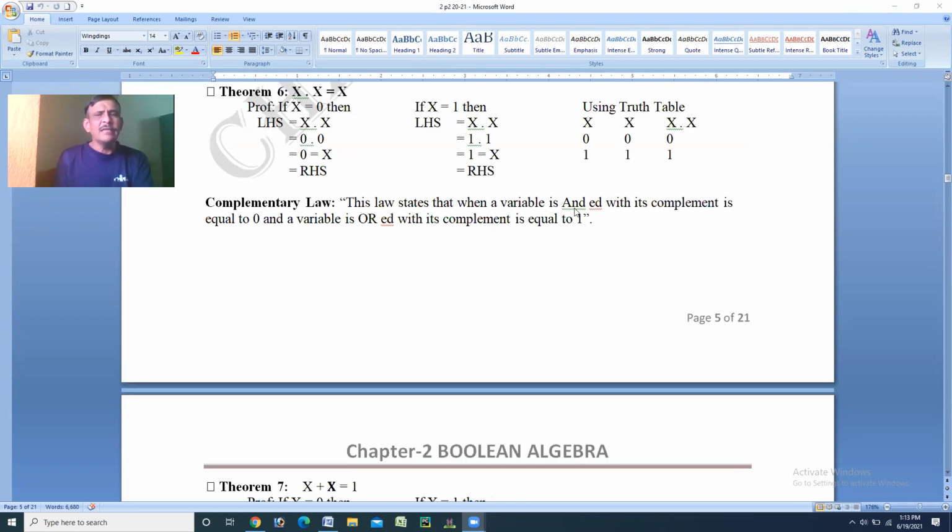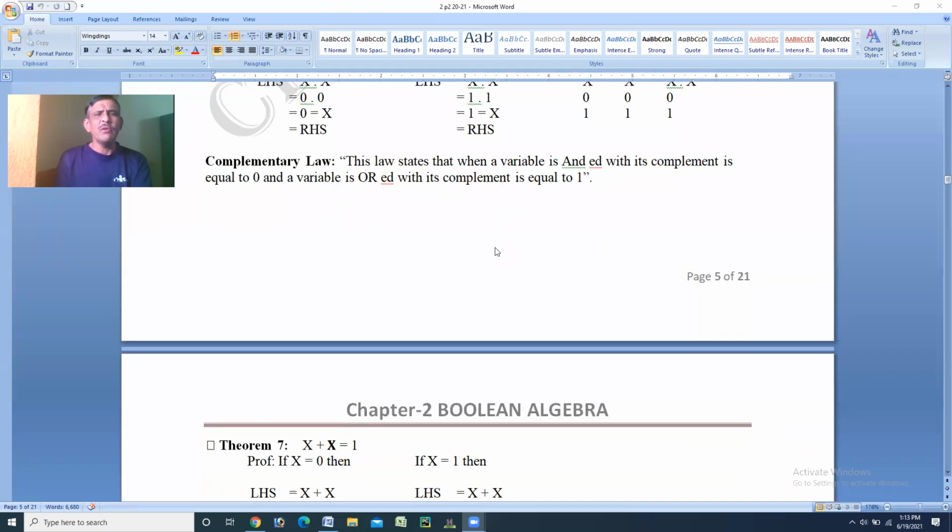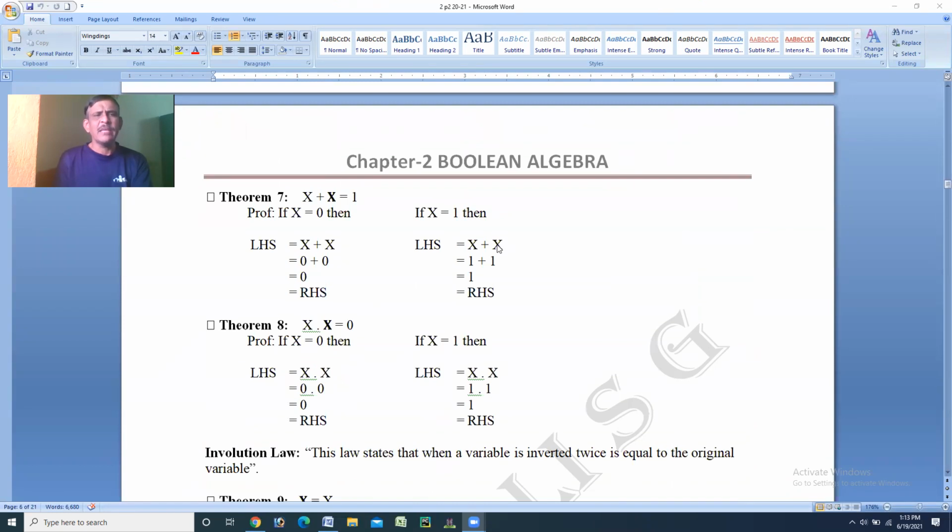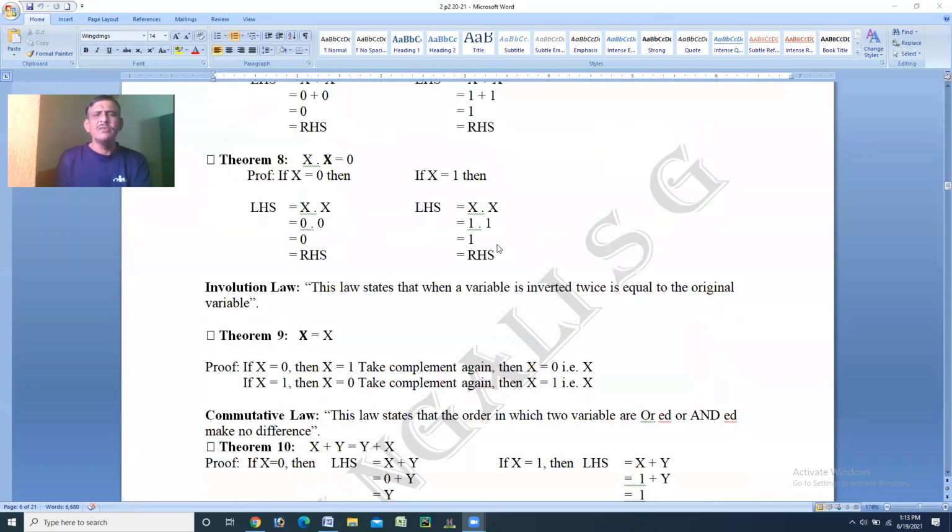A variable ANDed with its complement, that is a product, is equal to 0, and a variable ORed with its complement is equal to 1. So this statement we have proved by taking theorem number 7 and theorem number 8.